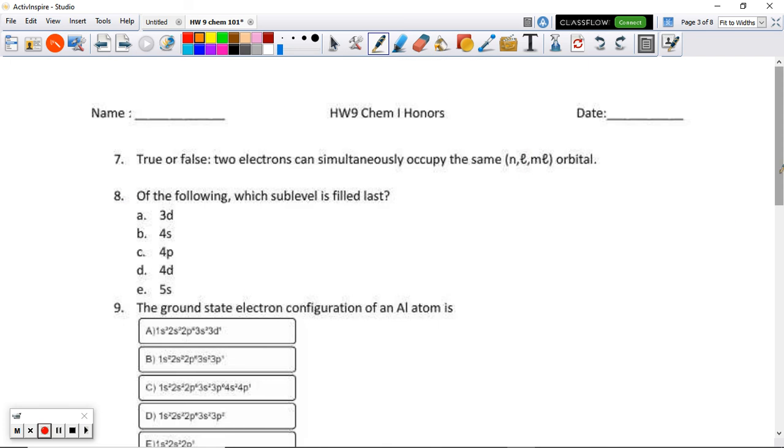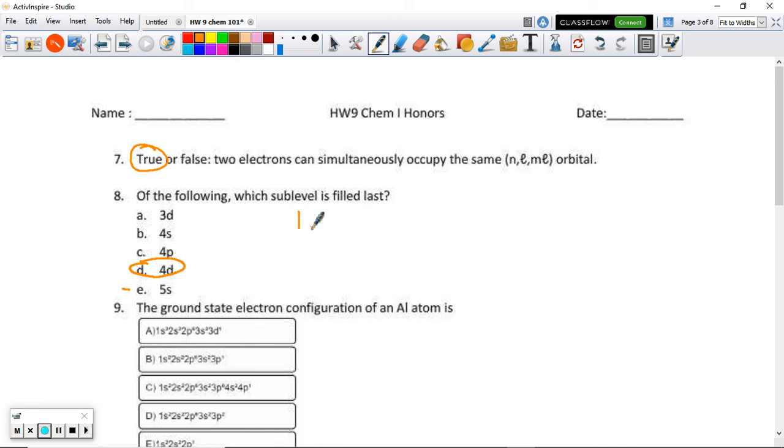All right, going through real quick on this one. True or false, two electrons can simultaneously occupy the same n, l, and ml orbital, and that is false? No, that is true. Of the following, which sublevel is filled last? We want to look for the highest energy level, all right? But remember that in the 5s, we have a 4d. So we're going to fill 5s first, then 4d.